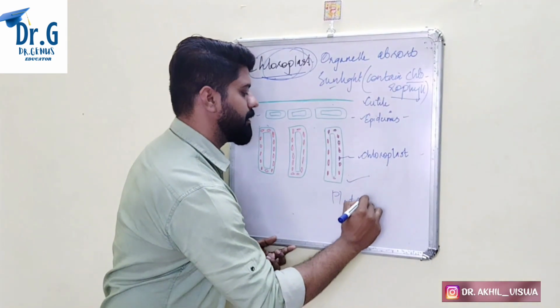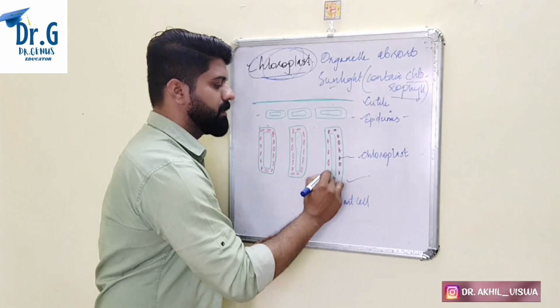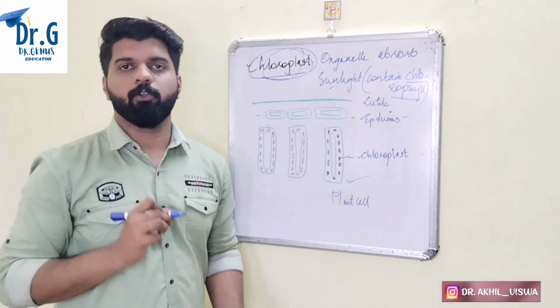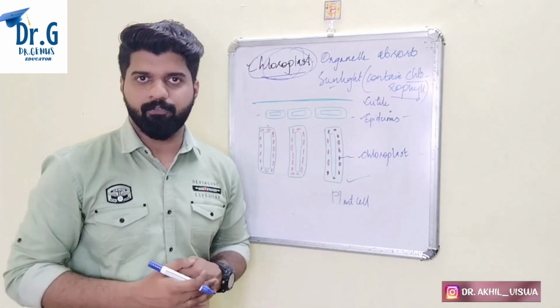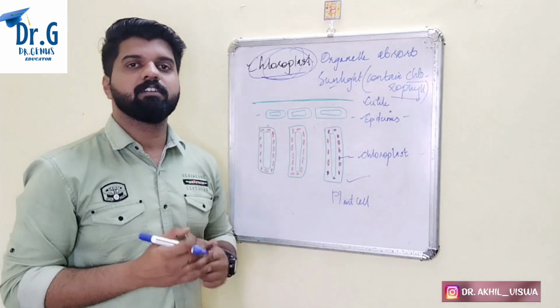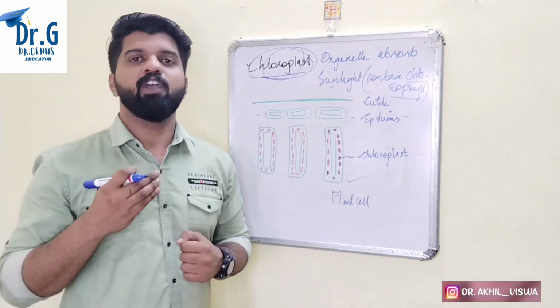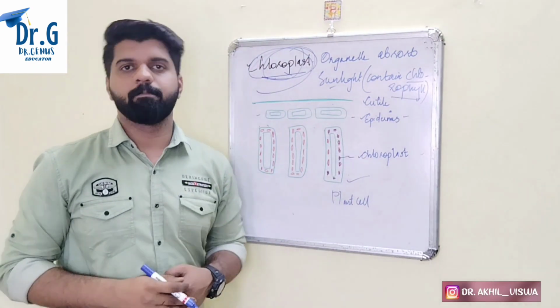So in a plant cell, what happens? It contains a small round-like or bean-shaped organelle called a chloroplast. These chloroplasts help in the absorption of sunlight, which leads to photosynthesis and the formation of food material. So this is all about the structure called a chloroplast.